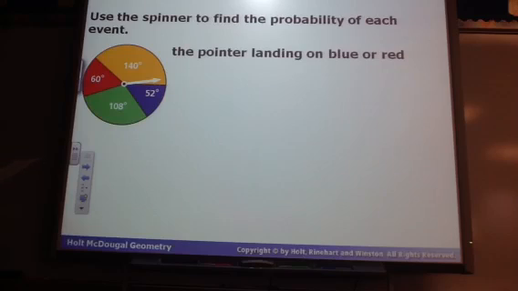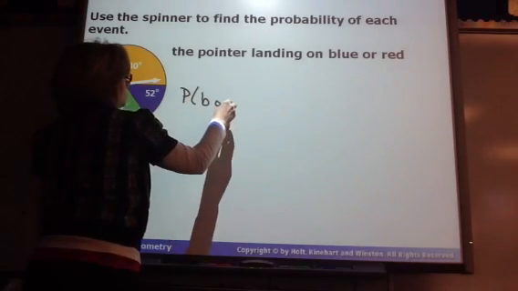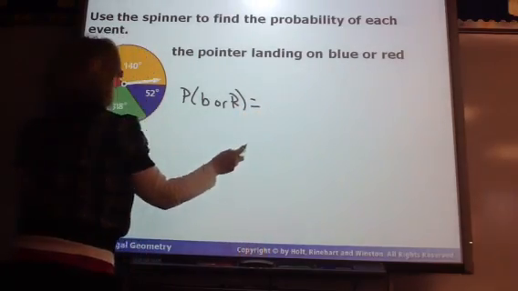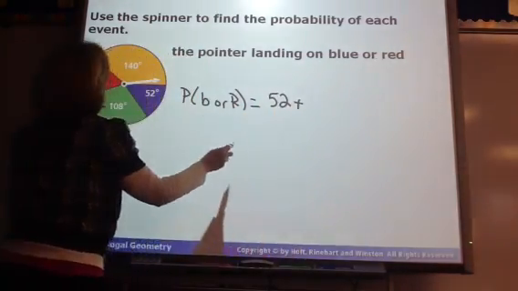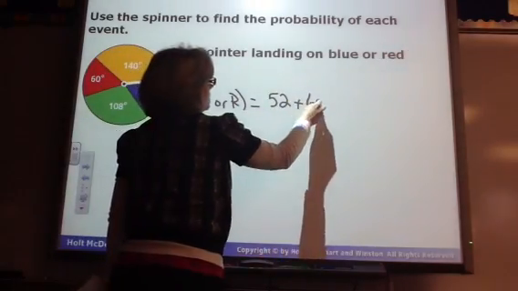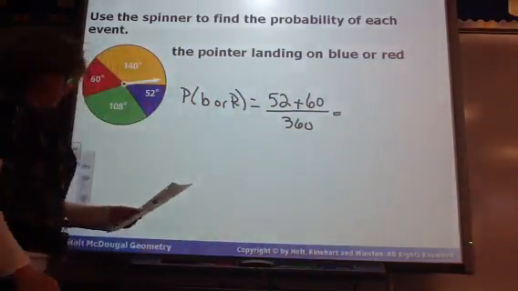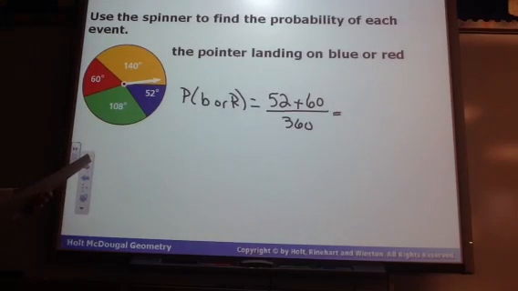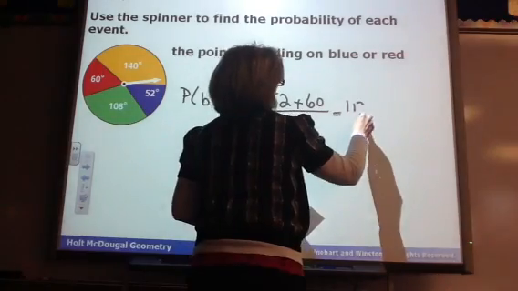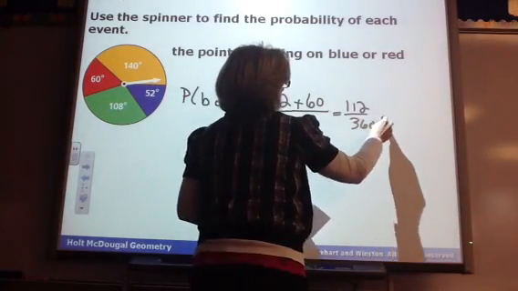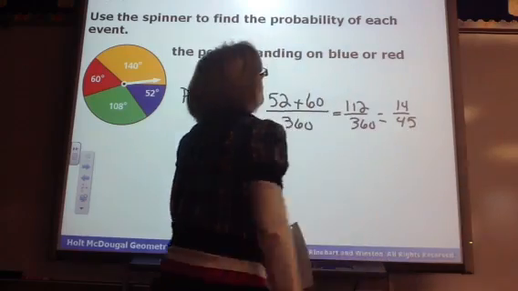On blue or red, okay, so blue is 52. Red is 60. Over your total sample space. And that's going to be 14 over 45.